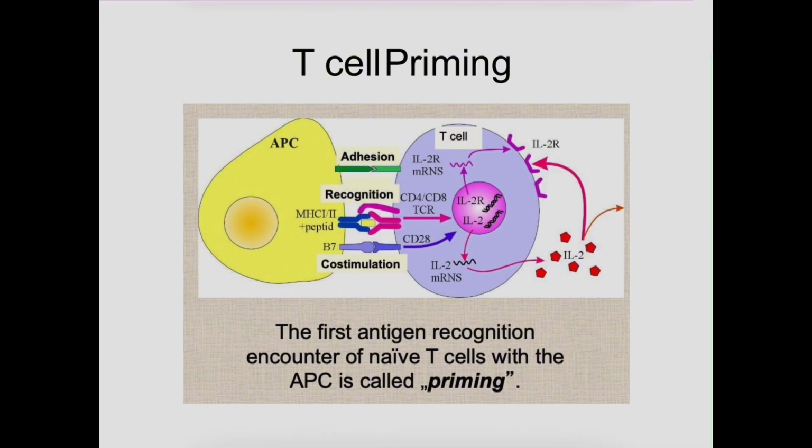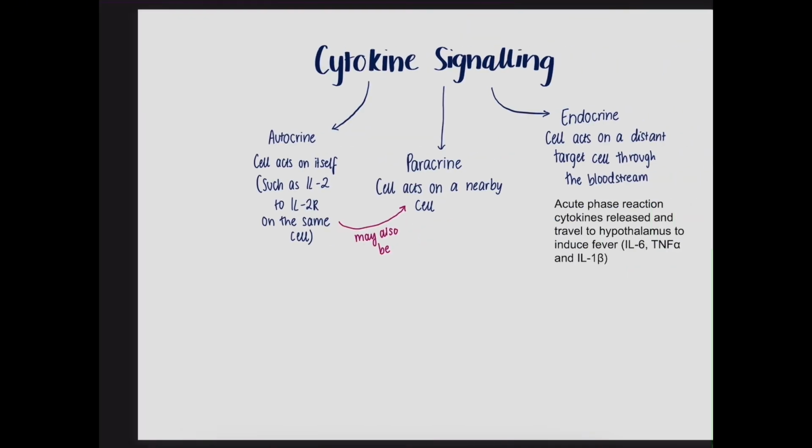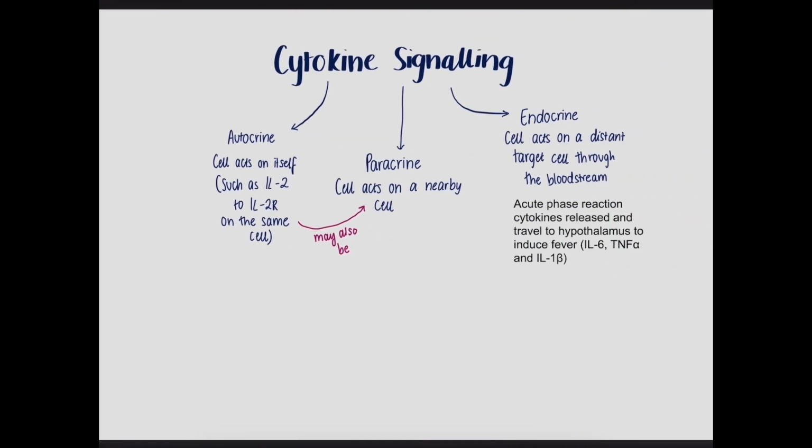And as we said, after a T cell is activated, it is going to start to secrete different cytokines depending on its subtype or subclassification as a T cell. So cytokine signaling is the method of action of the cytokines. As we said, they have different functions, so their cytokines act in different ways and act on different cells. As for cytokine signaling, we have three mechanisms. We have autocrine, paracrine, and endocrine.